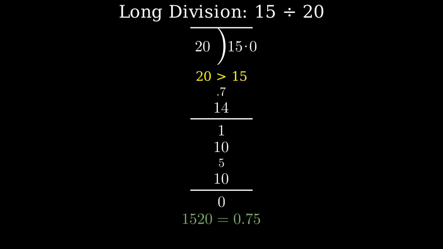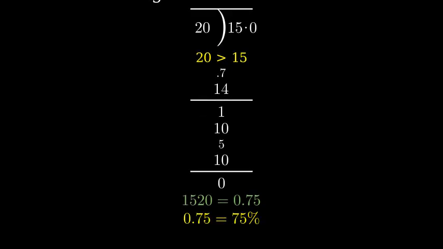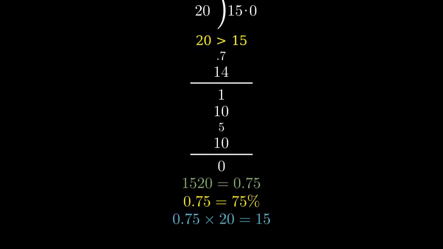Therefore, 15 divided by 20 equals 0.75. This means that 15 is 75% of 20. We can verify our answer by multiplying 0.75 times 20. 0.75 times 20 equals 15, confirming our answer is correct.